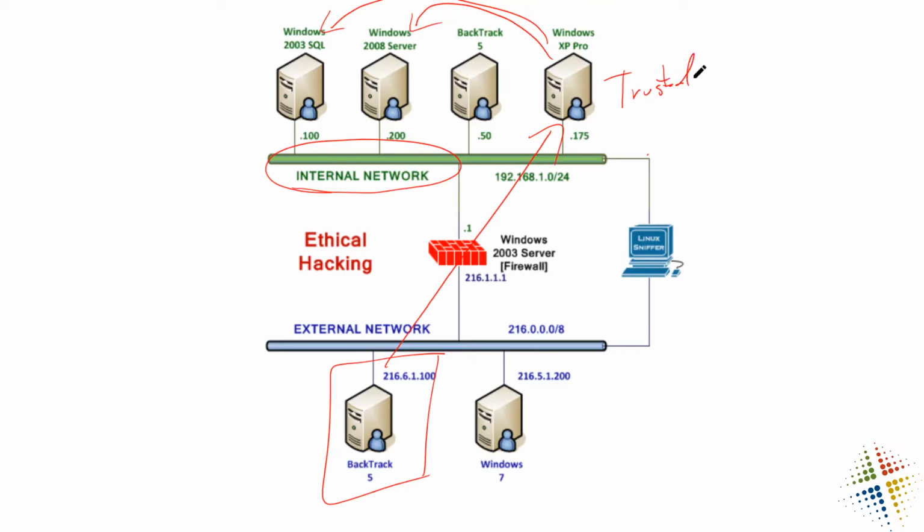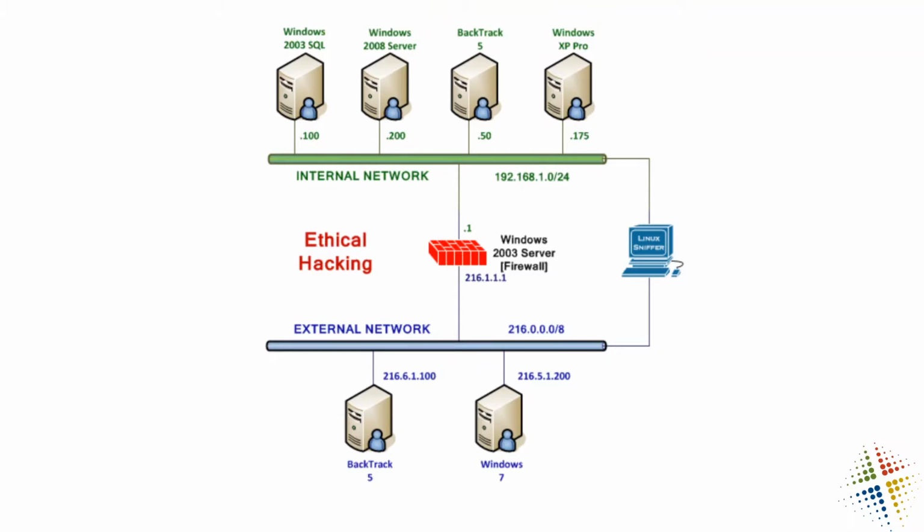And this has to do with the way that a lot of networks are designed. You have a trusted network, you have an untrusted network. Everything inside your trusted network is by default trusted. Everything outside of your trusted network is untrusted. So we're going to take advantage of this trust in order to further exploit our machines.